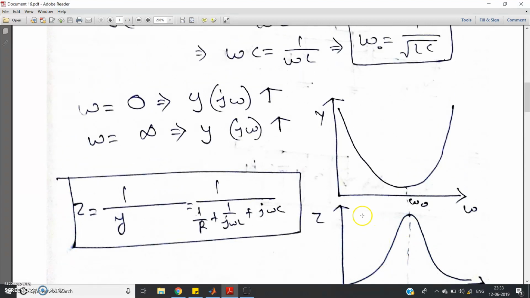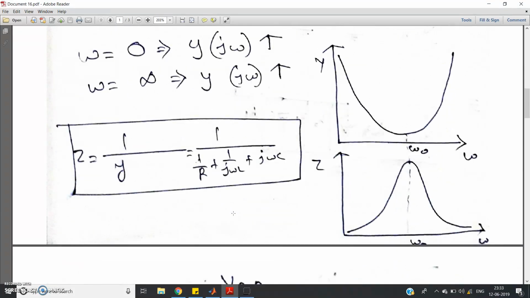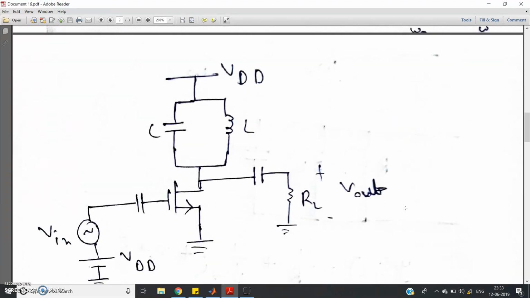And one more thing, what is the Z value? Z equal to 1 by Y, right? And you got Y equal to 1 by R plus 1 by j omega L plus j omega C. So Z equals 1 by (1 by R plus 1 by j omega L plus j omega C). This we will use later, okay? So now the idea is clear: we have to make a circuit for which gain is dependent on impedance in this fashion. See how we can make this circuit.